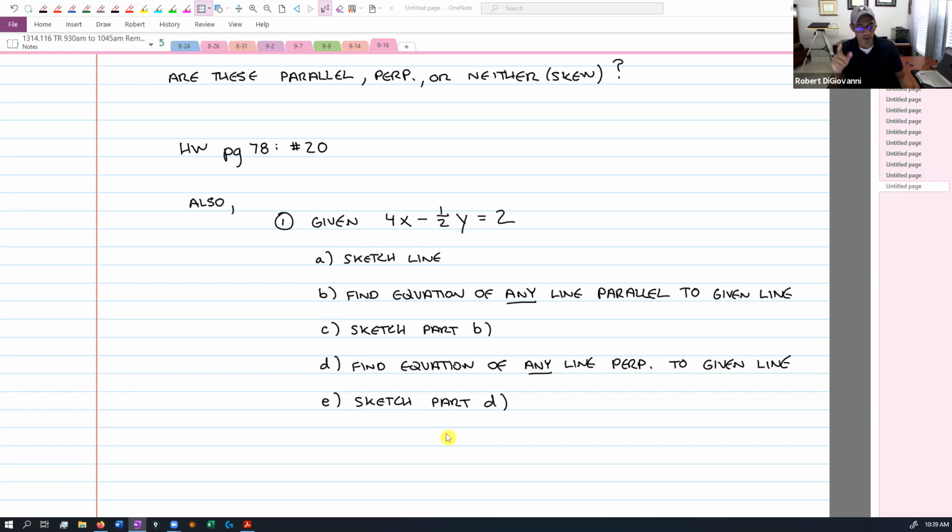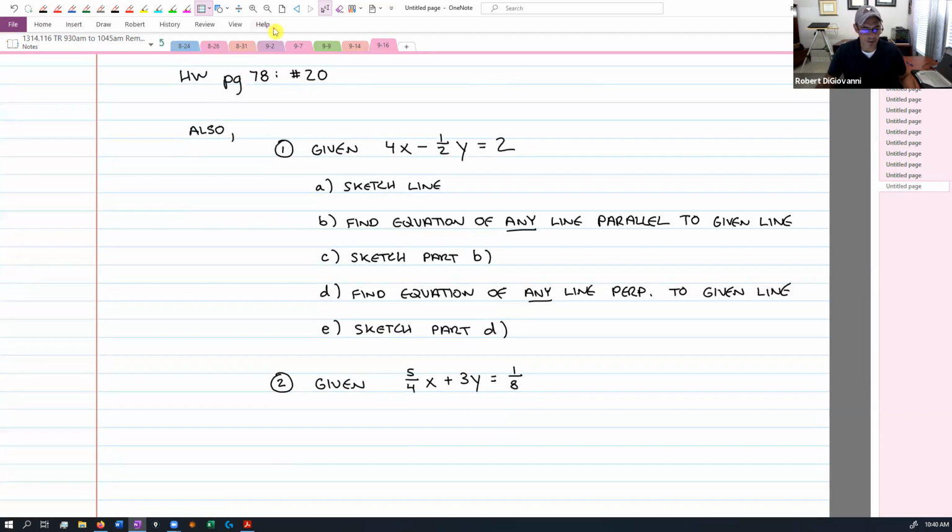Now that's number 1. Number 2 is to do the same steps for a different line. Okay, so given 5/4 x plus 3y equals 1/8. Do the same steps. I'll make this a little smaller.